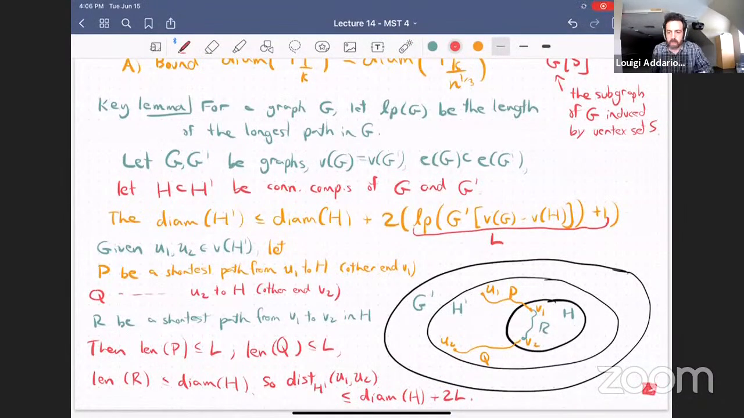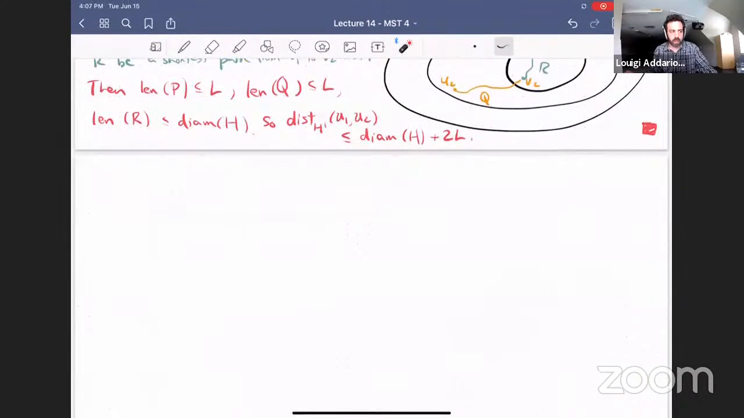Okay. So the names G and G prime and H prime are strategic. You know, we're going to be applying this where H is the largest component in the Addario-Berry process, or really its minimum spanning tree. And then H prime is the component you get after you've increased the parameter P a little bit. Okay, and so that's how we're going to bound the increase.